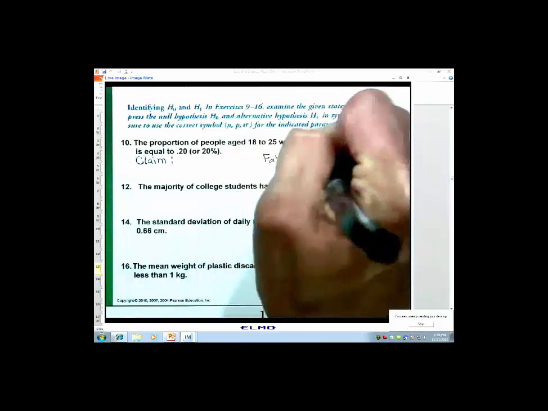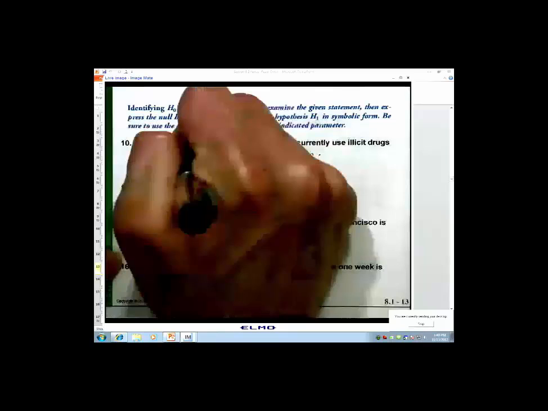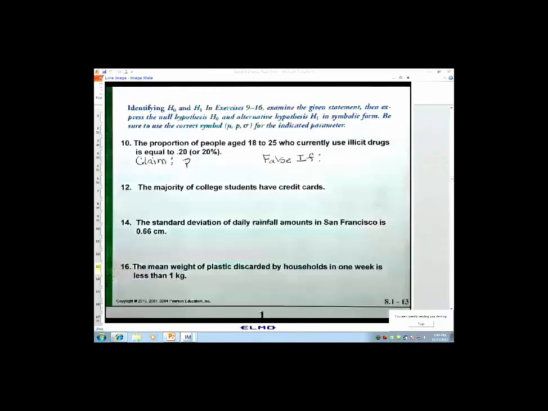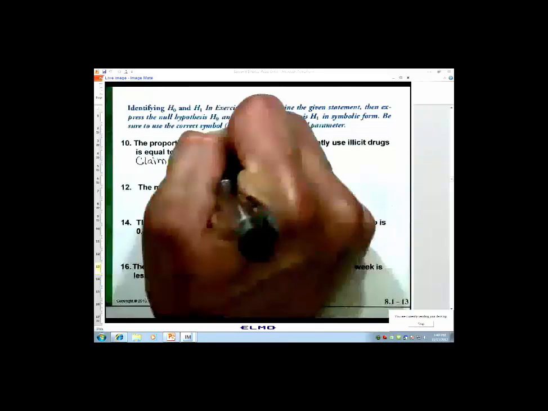What is the claim here? The proportion of people aged 18 to 25 who currently use illicit drugs is equal to 0.20. How do you say that symbolically? We're talking about a proportion, not a mean or standard deviation, so we're going to use a p. And this claim is that p exactly equals 0.2. It's not greater than 0.2 or less than 0.2. It's exactly equal to 0.2. Anytime you claim something is exactly something, you're probably going to be wrong. There aren't a whole lot of things that are exactly anything.